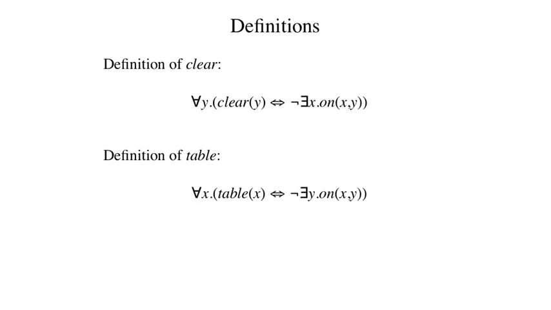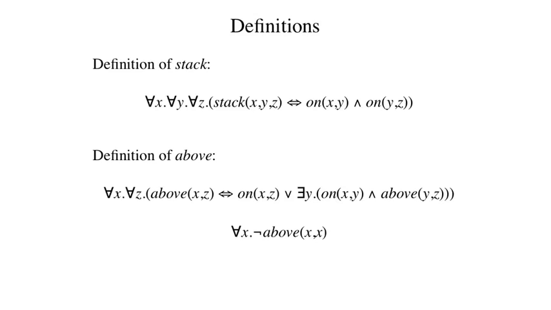So, for example, we can define the concept of clear as shown here. A block satisfies the clear relation if and only if there is nothing on it. For all y, clear of y is true if and only if there does not exist an x such that on x y. And a block satisfies the table relation if and only if it is not on some other block. For all x, table of x if and only if there does not exist a y such that on x y. 3 blocks satisfy the stack relation if and only if the first is on the second and the second is on the third.